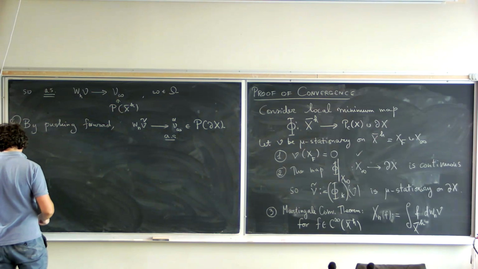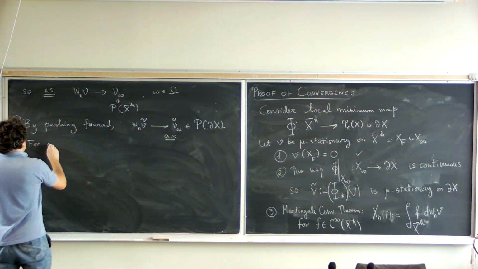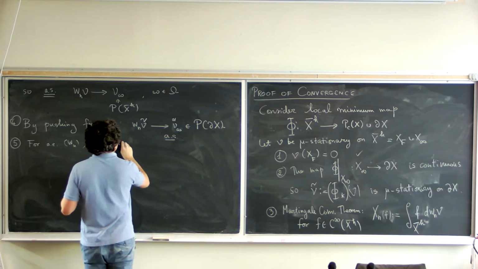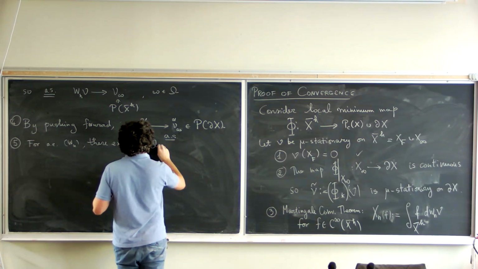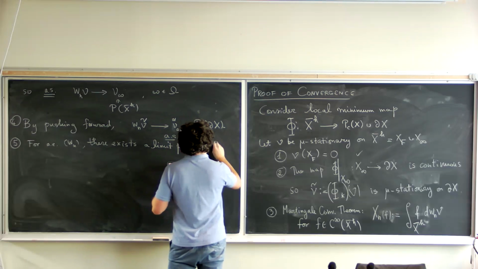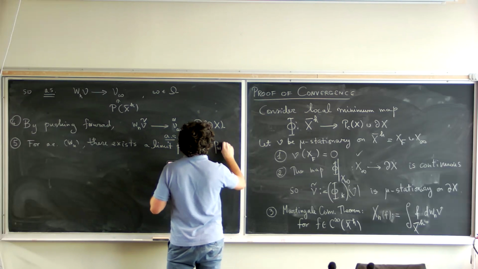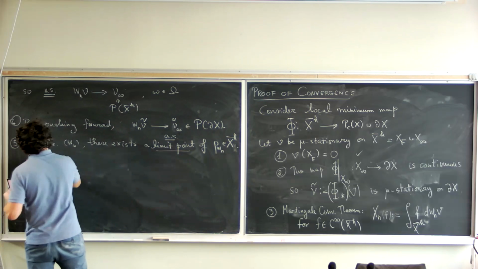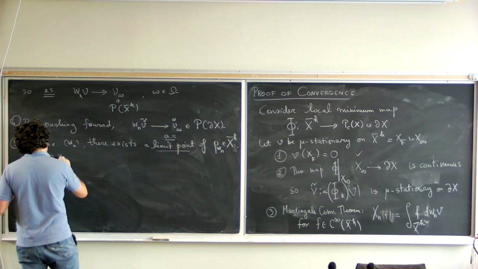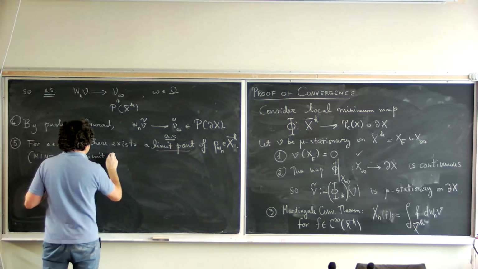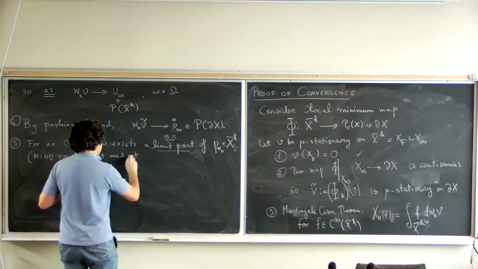So we need to show that for almost every sample path, there exists a limit point of rho W_n in X_h bar. So it does exist a limit point. Mind you, the limit might not exist, need not exist.